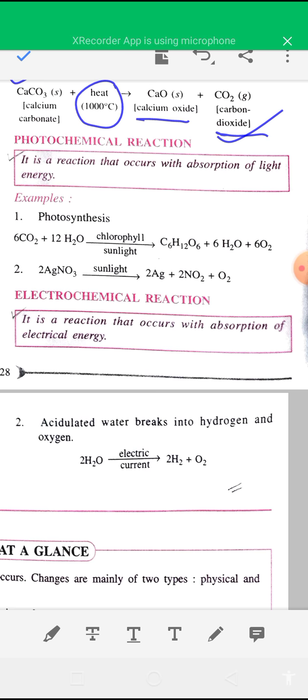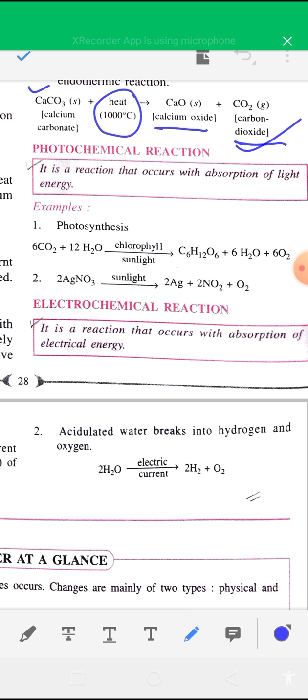Now see photochemical reaction. Photo means light. A photochemical reaction is a chemical reaction that occurs with the absorption of light energy. Example of photochemical reaction, a very good example is photosynthesis. This is a photochemical reaction because this reaction occurs only in presence of sunlight.